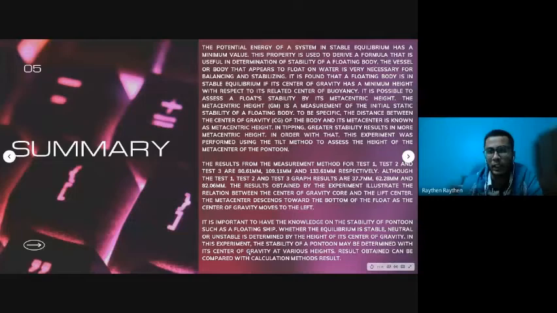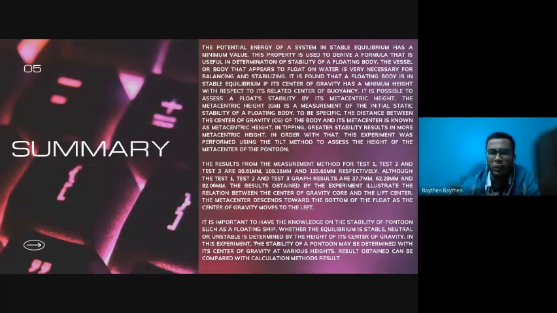So basically, the potential energy of a system in stable equilibrium has minimum value. This property is used to derive a formula that is useful in determination of stability of a floating body. The vessel or body that appears to float on water is very necessary for balancing and stabilizing. It is found that a floating body is in stable equilibrium if its center of gravity has a minimum height with respect to its related center of buoyancy.